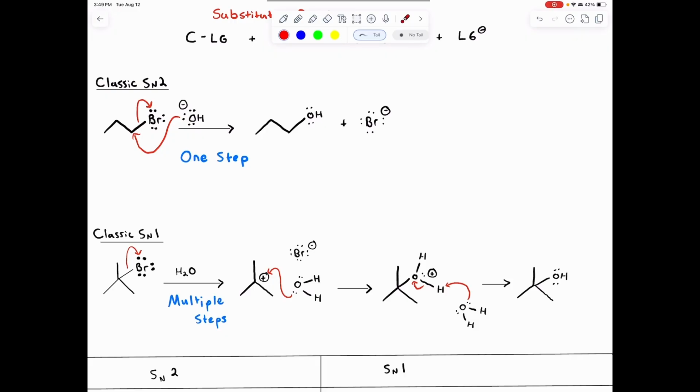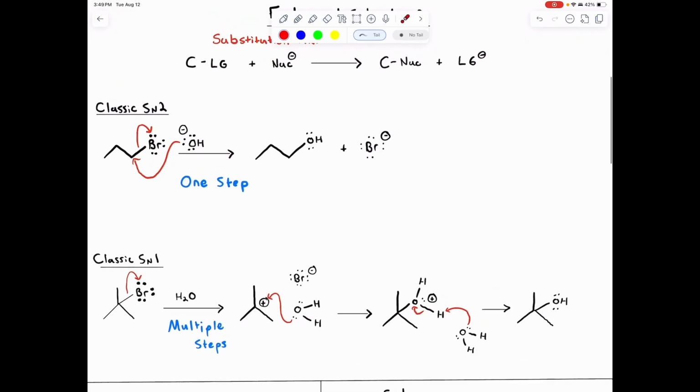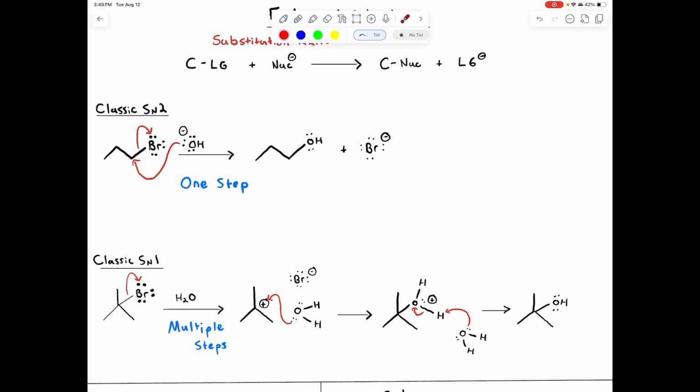So that's what I want you to take away for the time being. The key to being able to understand what is going on with SN1 and SN2 relies on something that you haven't seen for a while. You haven't seen it since Gen Chem. So I need to remind you about something.